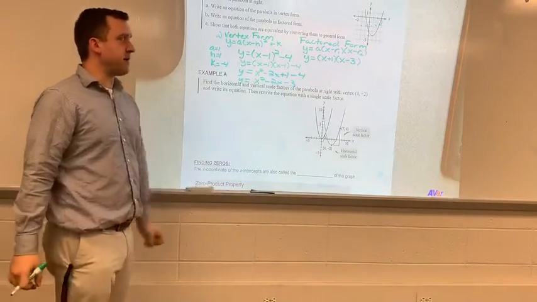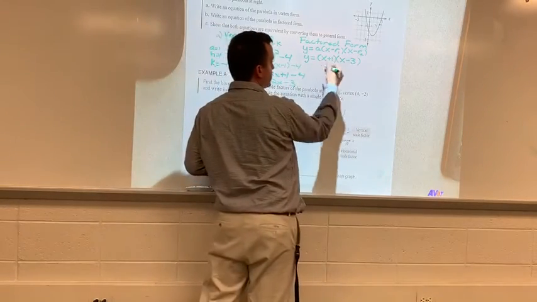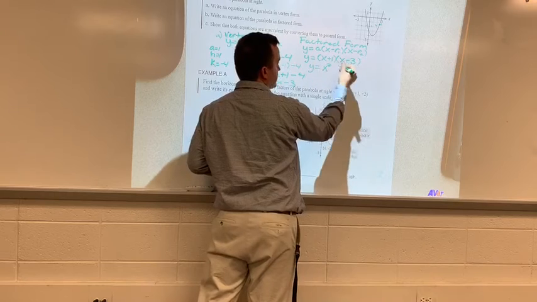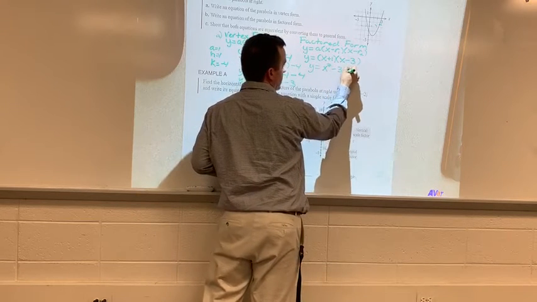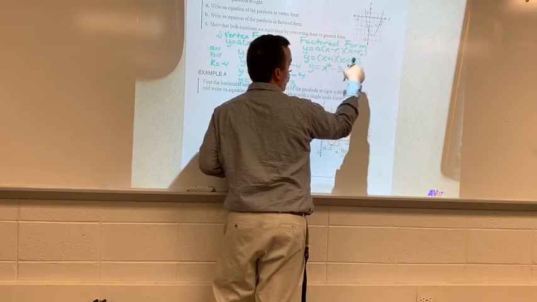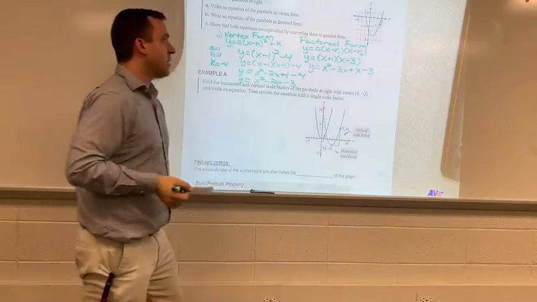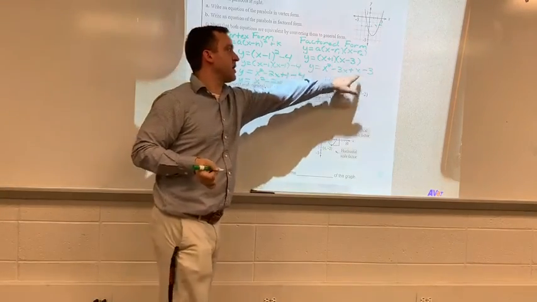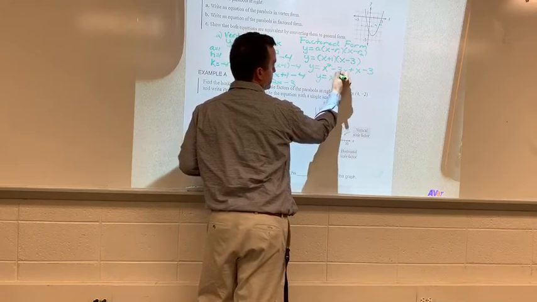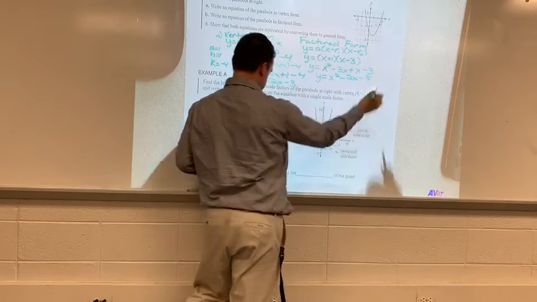If I expand factored form, I should get the same thing. So x times x gives me y equals x squared. X times negative 3 would be minus 3x. 1 times x would be plus x. 1 times negative 3 would be minus 3. Combining my like terms, negative 3 plus 1 gives me y equals x squared minus 2x minus 3.